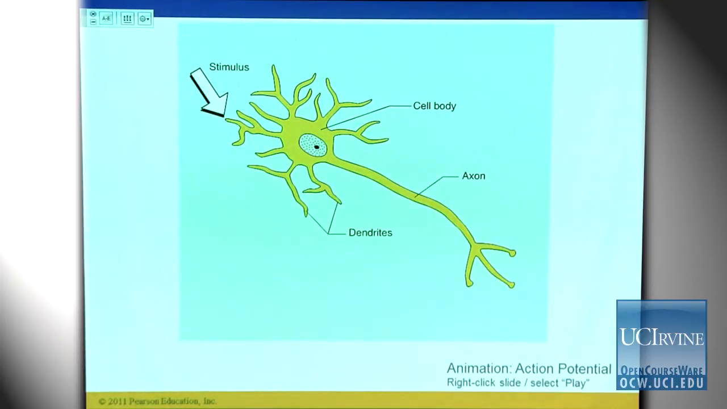A stimulus may change the permeability of the cell membrane to sodium or potassium ions. This alters the distribution of charge in the cell body, and if the change is great enough, it triggers a signal called an action potential that moves down the axon. How does the action potential move along the axon?